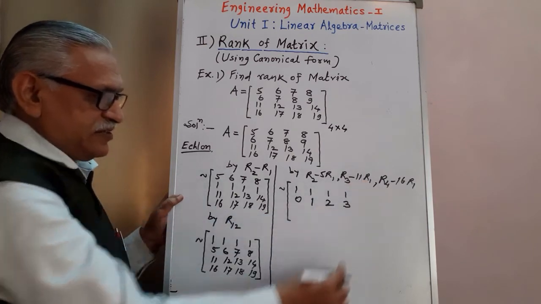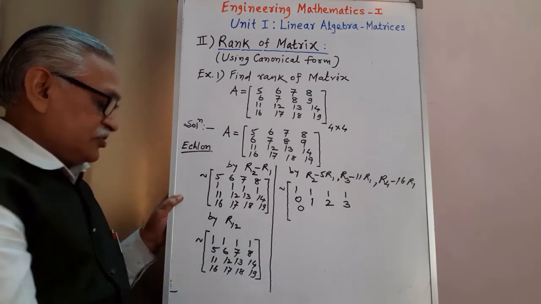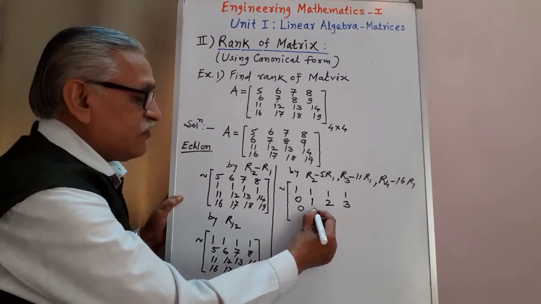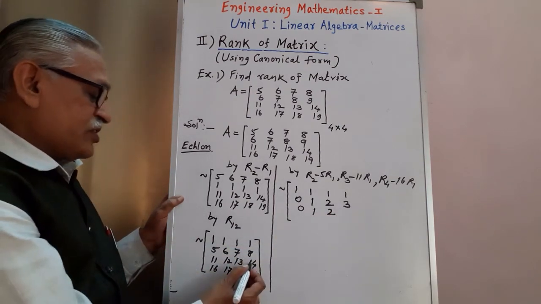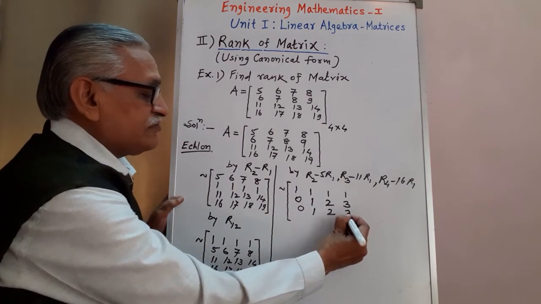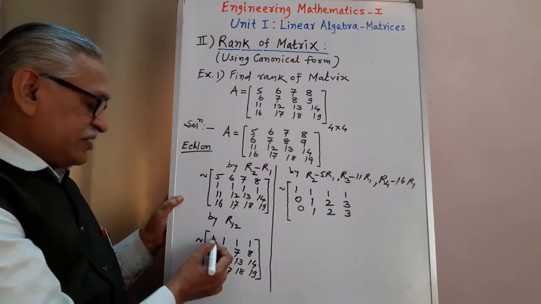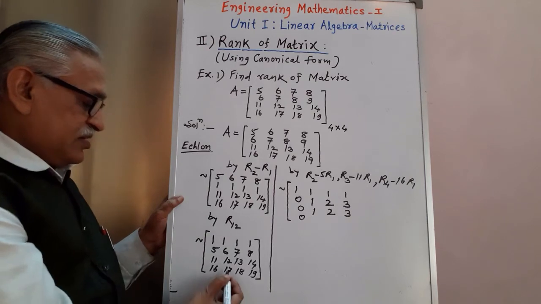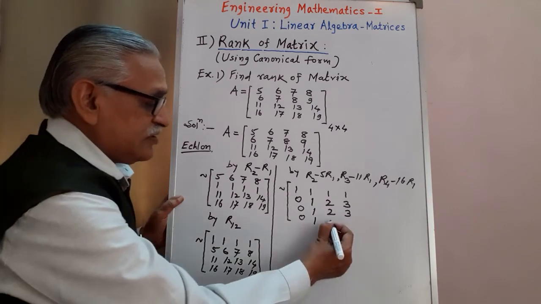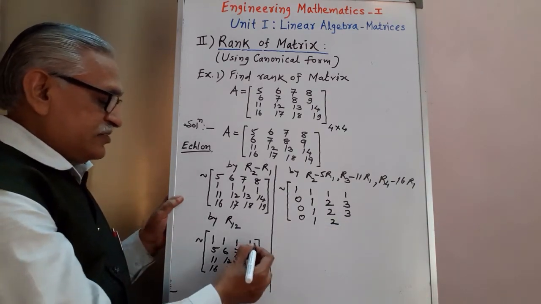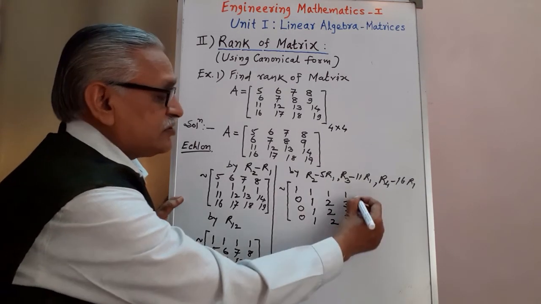Then applying R3 minus 11 times R1: 11 minus 11 gives 0, 12 minus 11 we get 1, 13 minus 11 we get 2, 14 minus 11 we get 3. Next, R4 minus 16 times R1: 16 minus 16 times 1 gives 0, 17 minus 16 we get 1, 18 minus 16 we get 2, 19 minus 16 we get 3.